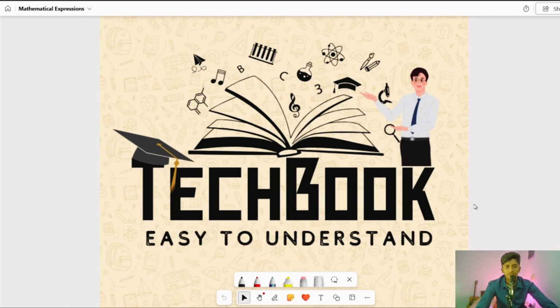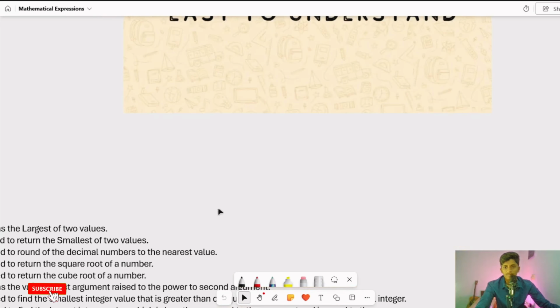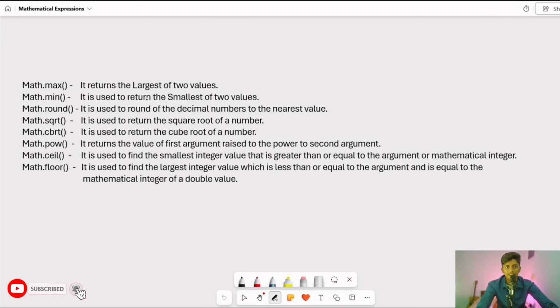In today's video, we'll see one of the important questions that is asked in the exam frequently. That is, we'll learn how to write the Java statements for mathematical expression. So let's start this video. Java provides a built-in Math class that includes several useful mathematical functions. You can use these functions without creating an object because they are static functions.